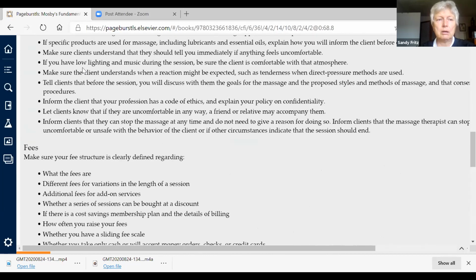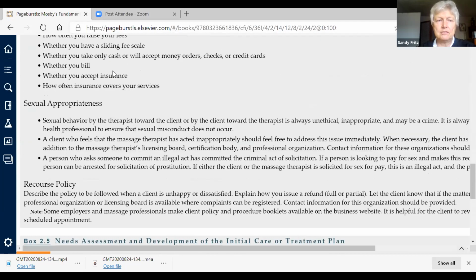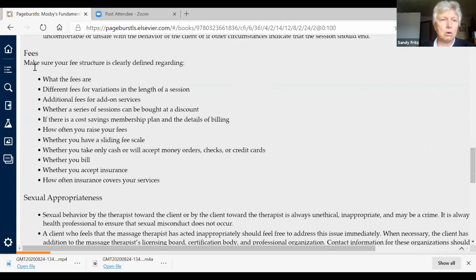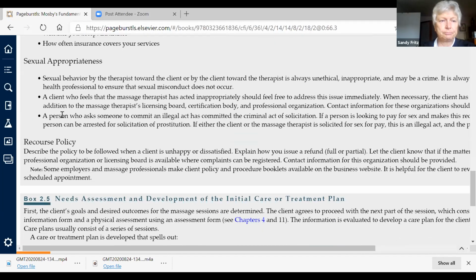Just go through here step by step, discuss with somebody else or figure out how you would have a conversation. Role playing is excellent for this, about sexual appropriateness or recourse policy or how you set your fees and what's a refund policy, and pre-think through all of this.